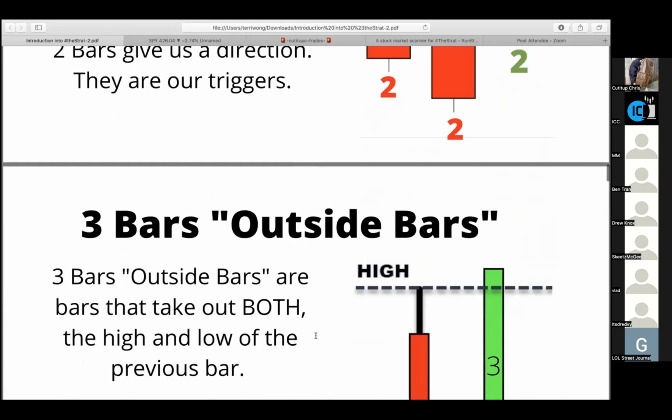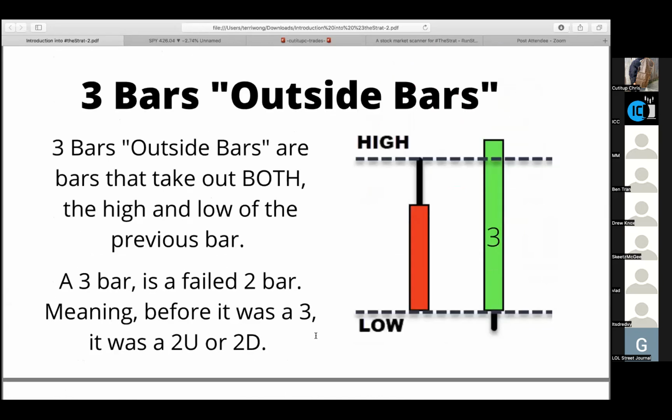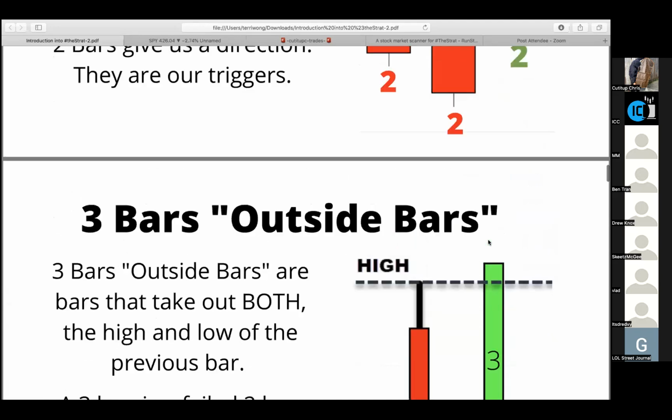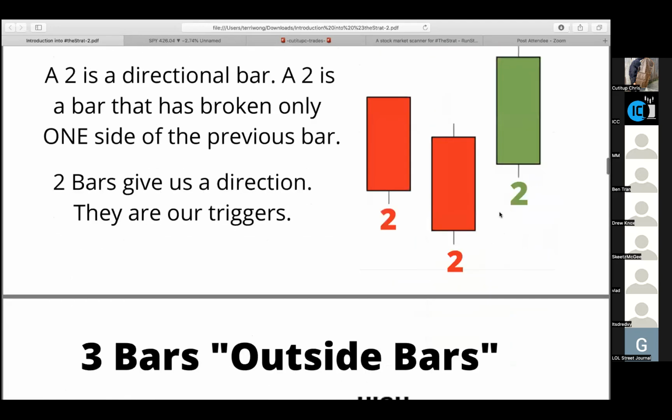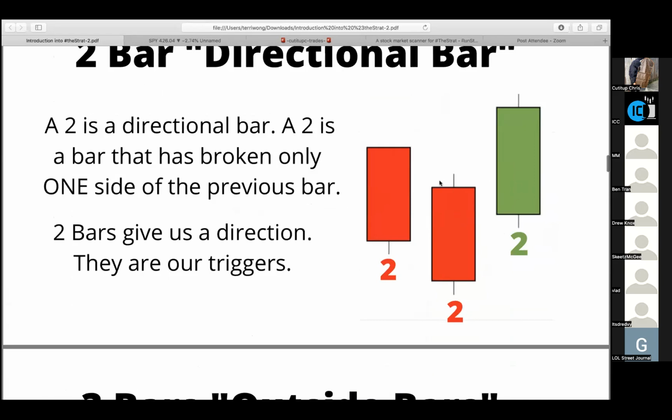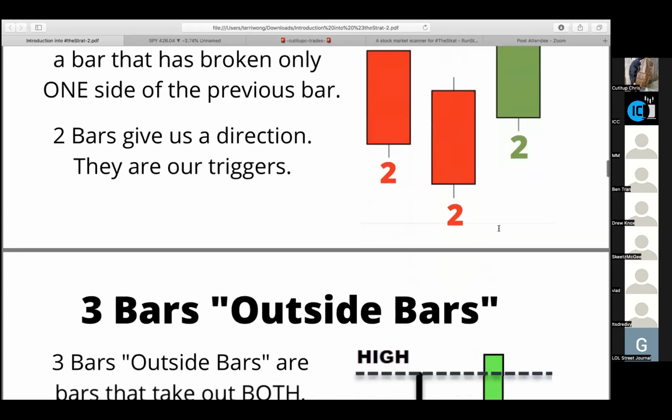And then a 3 bar is an outside bar. These can get a little trickier if you don't really know how to play them, but a 3 bar basically just takes out the high and the low of the previous bar. Something to note is that a 3 is a failed 2. So if we saw this 2 take out the high, reject, come back down, take out the low, it would go from a 2 to a 3.